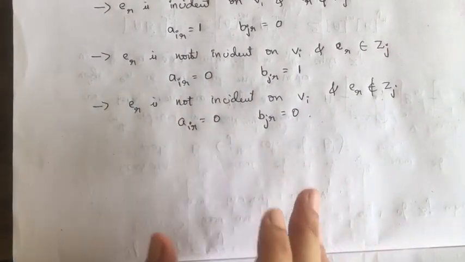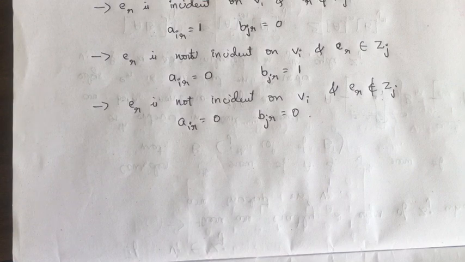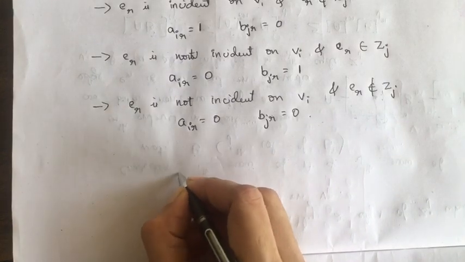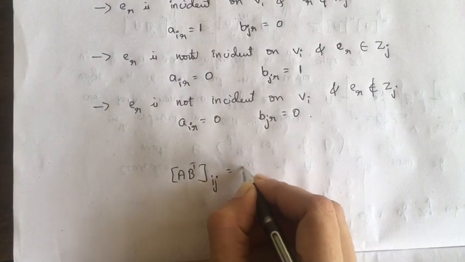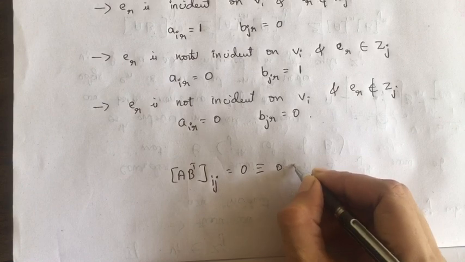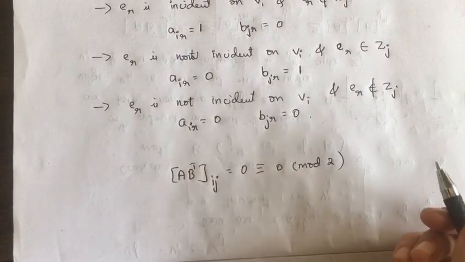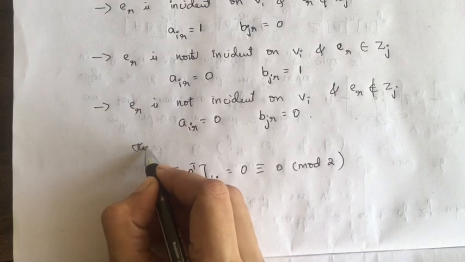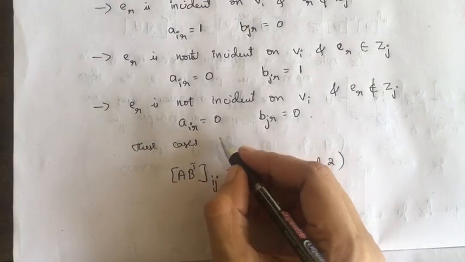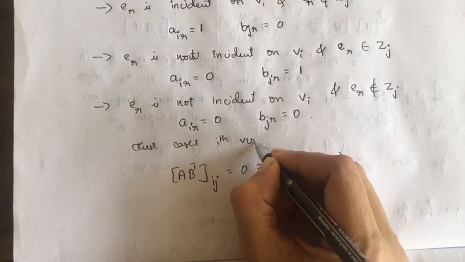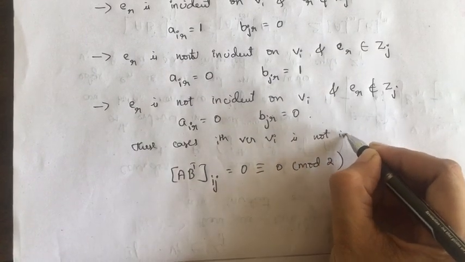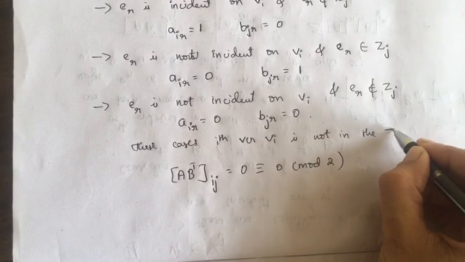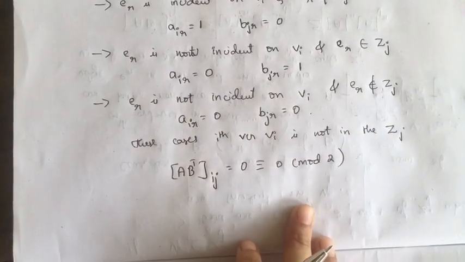So in these cases, the ith vertex Vi is not in the jth cycle Zj, and we have got AB transpose with the entries Ij equal to 0, which is the same as writing 0 mod 2. Okay, and I have got this.